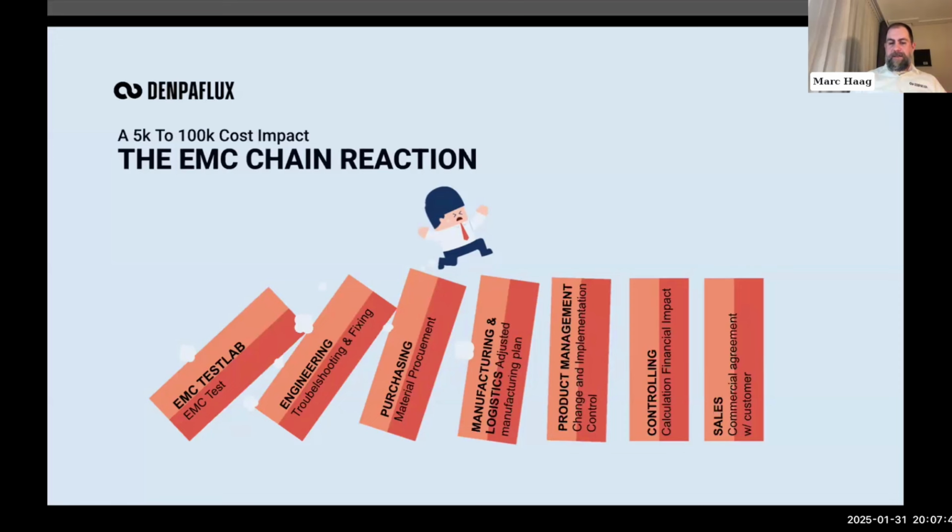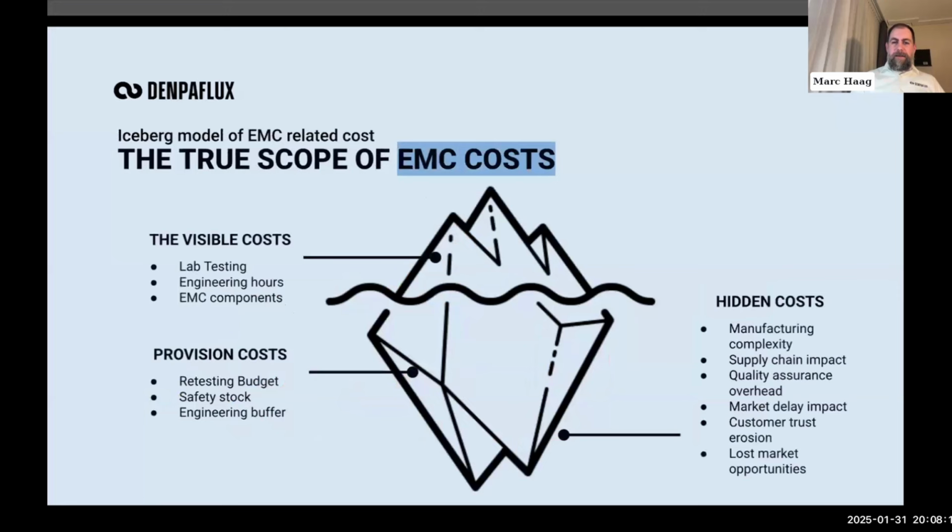Not to mention quality, which also has an impact, because more material means more issues or potential issues which you can create. And that is where you go from a 5,000 standpoint, where you are retesting, to easily 100,000 in cost impact. I hope that rings a bell for you all.